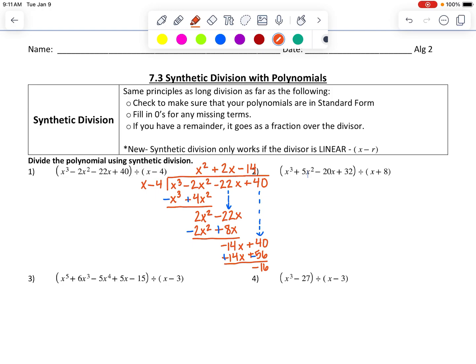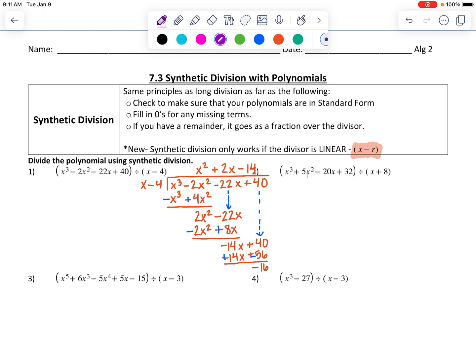The other difference here with synthetic division is it only works if our divisor is in that form x minus r. So we have to have that leading coefficient here of 1 in front of x, cannot be any exponent on x, and then we're just adding or subtracting a constant. So x plus or minus a number there has to be that form in order to use synthetic division.